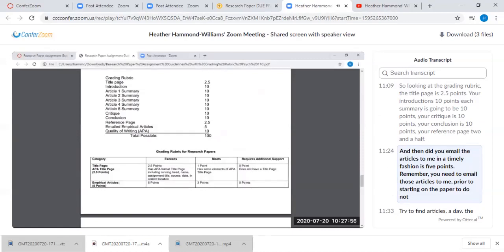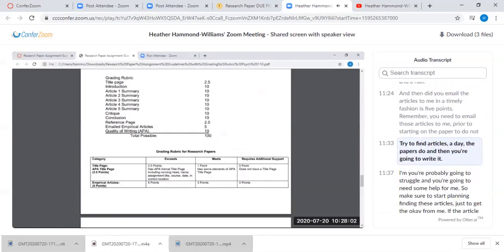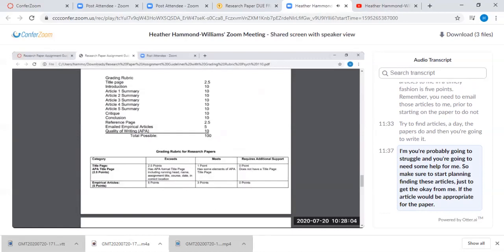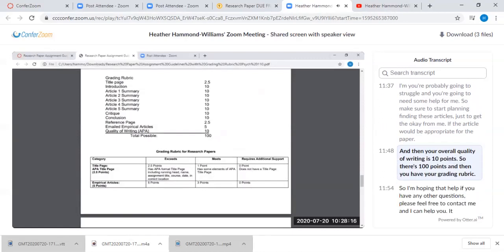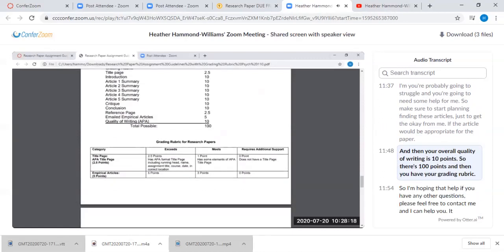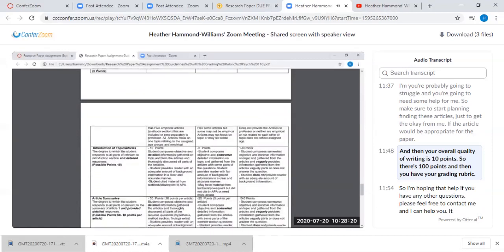Remember, you need to email those articles to me prior to starting on the paper. So do not try to find the articles the day the paper's due and then write it. You're probably going to struggle and need some help from me. So make sure to start planning, finding these articles, and get the okay from me on whether an article would be appropriate for the paper. And then your overall quality of writing is 10 points. So there's the 100 points, and then you have your grading rubric.